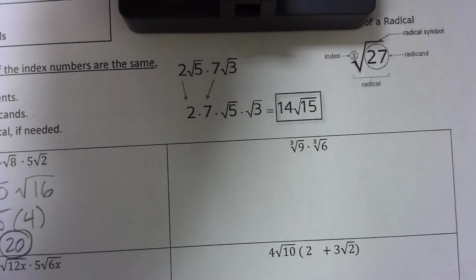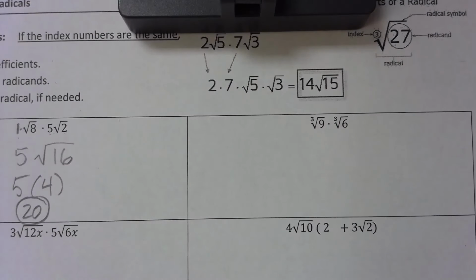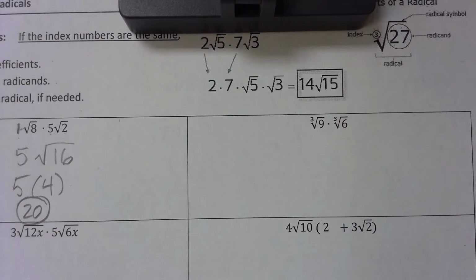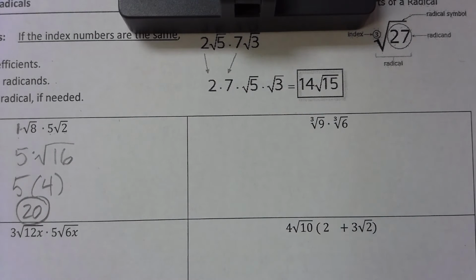Okay. Well, let's look at the next one. So yeah, because I know, this says 5 times the square root of 16, right? And because I know the square root of 16, I'm just going to replace that whole thing with the number 4. Just making a substitution. Is that okay? Yeah. All right.